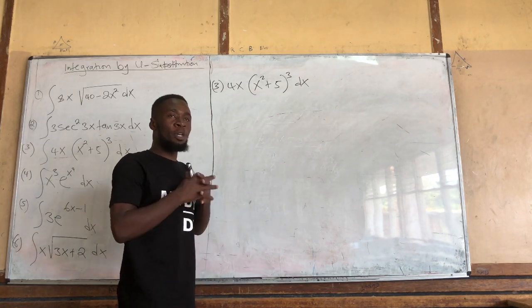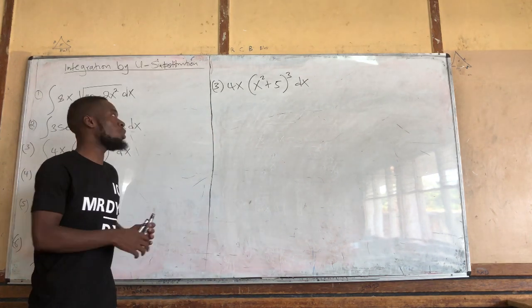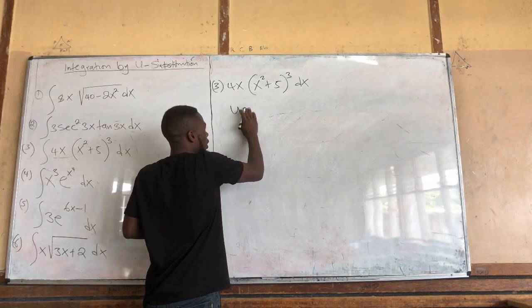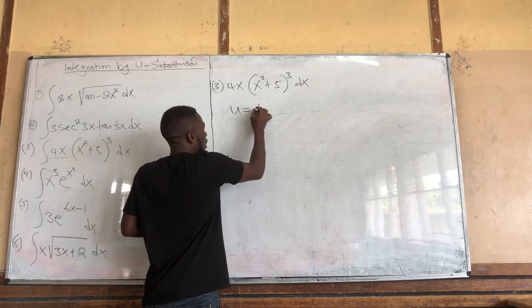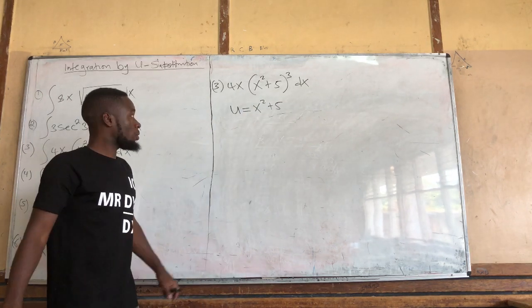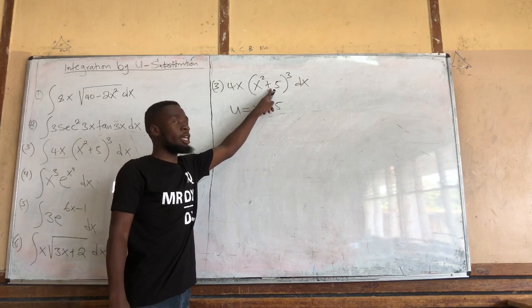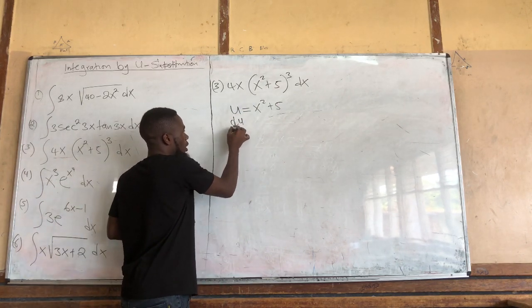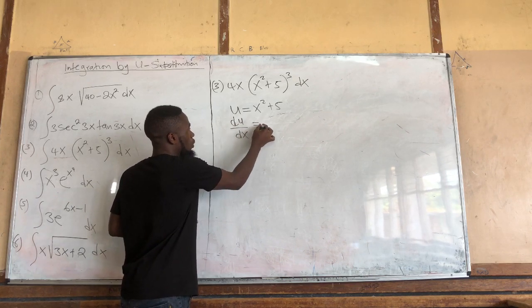So let the complicated part of the equation be equal to u. So let u be equal to what is inside here, which is x squared plus 5. Just get what is inside, forget about the power there. So meaning du/dx here will be equal to what?